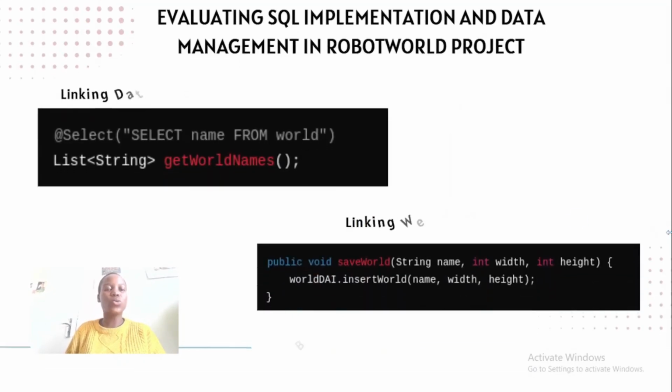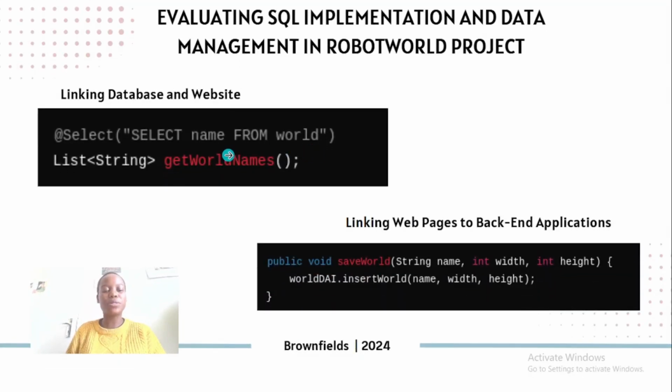The next one will be linking database and website. This query retrieves world names for display on the web interface. It illustrates how the database and websites are linked through SQL query, which is vital for dynamic web applications displaying database-driven content. And the last one will be linking web pages to back-end application.